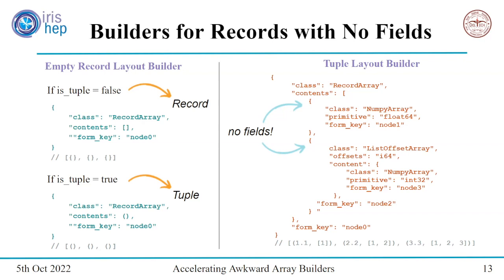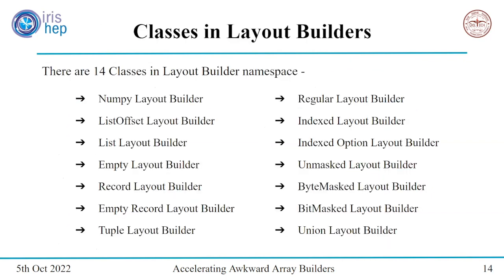So besides the record layout builder that created records with fields, we created 2 additional layout builders. First was the tuple layout builder, which created records with no field names, like in the example shown here. And the other was the empty layout builder, which created empty records by taking a Boolean parameter is_tuple and returns the first form if it is not a tuple, and the second form given here if it was a tuple. So there are in total 14 classes in the layout builder namespace.